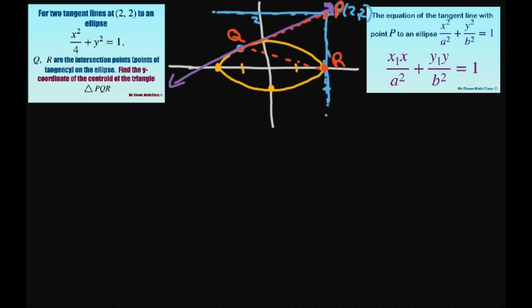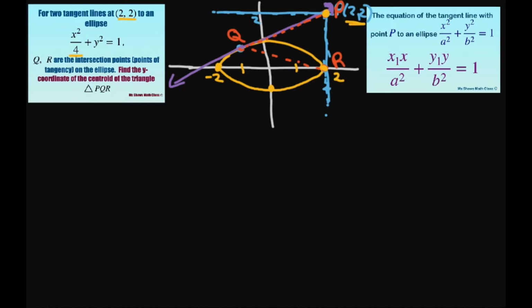I hope I didn't do too much, but the yellow is the ellipse. Basically, under the x squared is 4, you take the square root, so this would be -2, and this point here would be 2. Now here are your two tangent lines to the ellipse. Q and R are the points of tangency. So basically P is (2, 2).